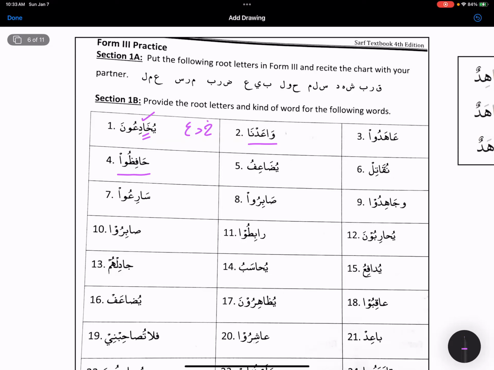Barakallahu fiki. Next one, yudaifu. Yeah, Mr. Rahad.